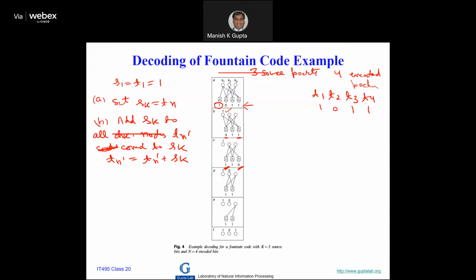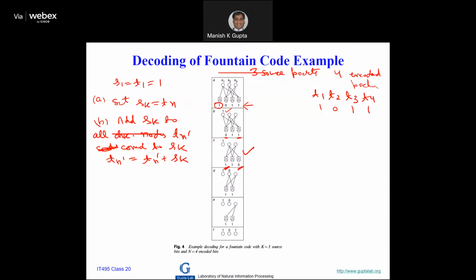Okay. So now this bit I have copied to S1. After that, I don't require those edges. But S1 is connected to what? T2 and T4. So those bits I am changing. I'm just adding this to those 2 bits where S1 is connected. And then we remove the edges of S1. So basically remove all the edges of S1, and we are left with this. So this I have done for S1.